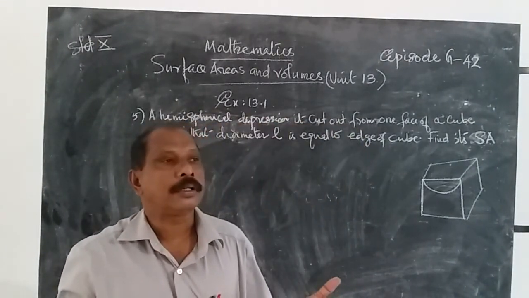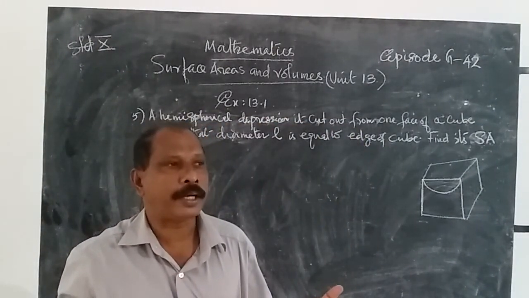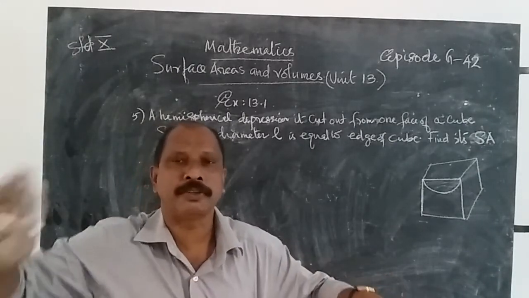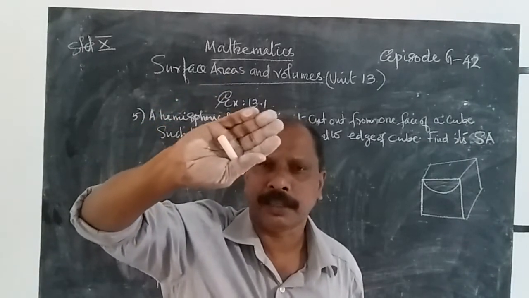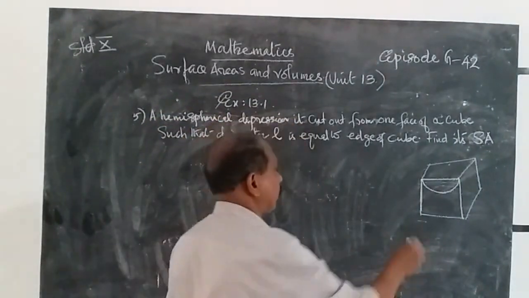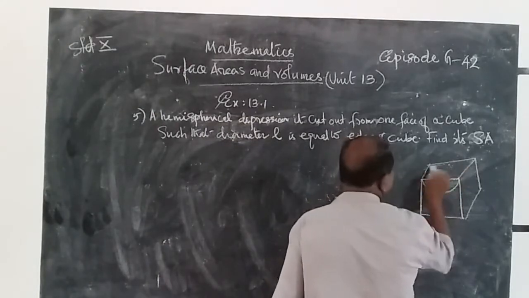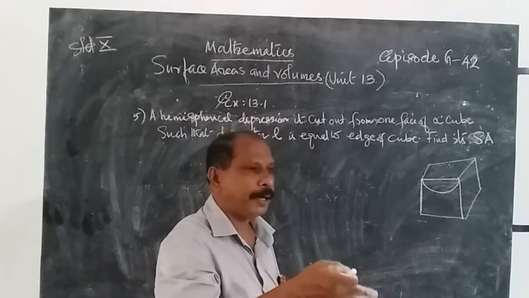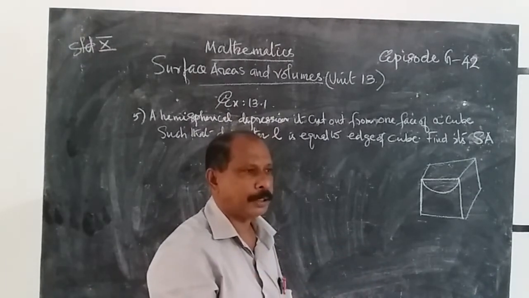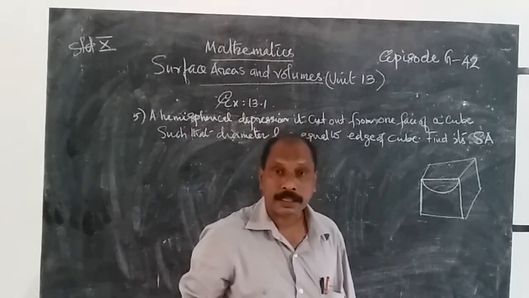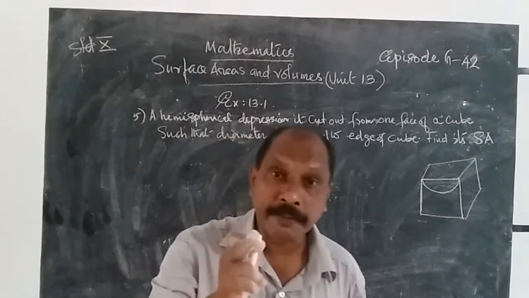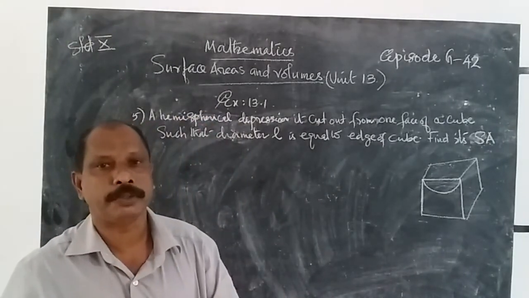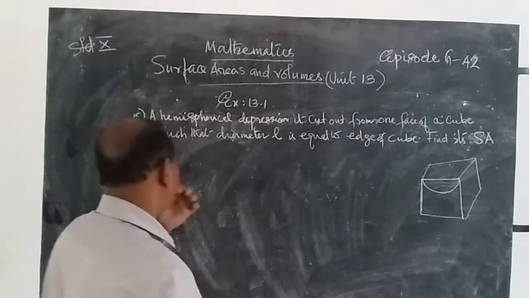Therefore, there is only one surface being eliminated from that. That means one surface being carved out. And we know that the curved surface area of the hemisphere plus the surface area of the 5 remaining surfaces of that cube gives us the total surface area of the solid. Clear?